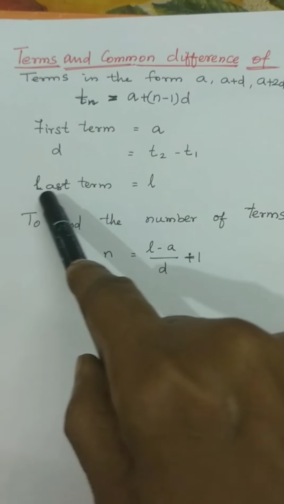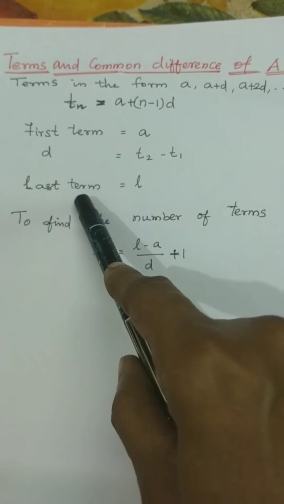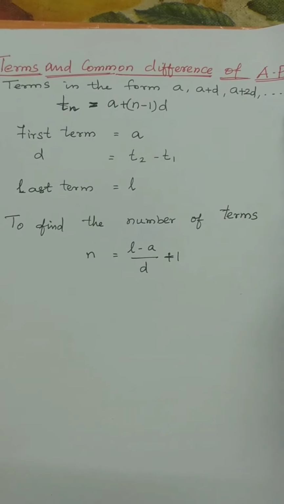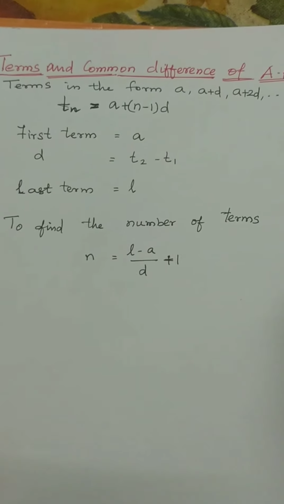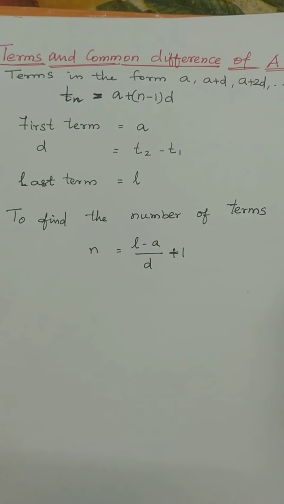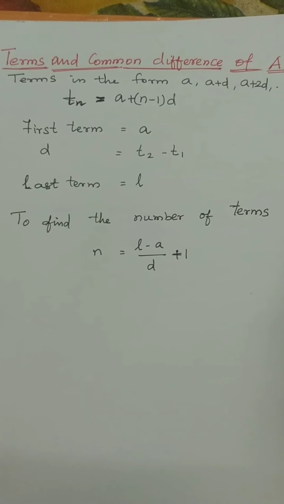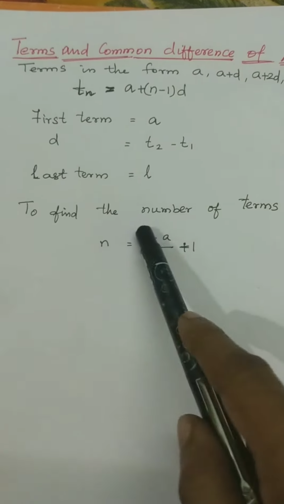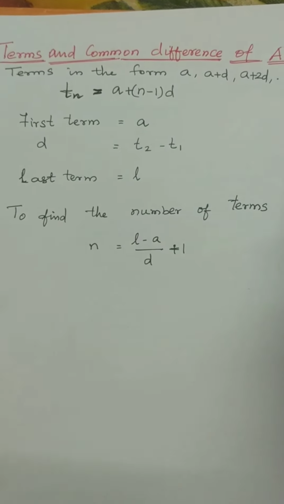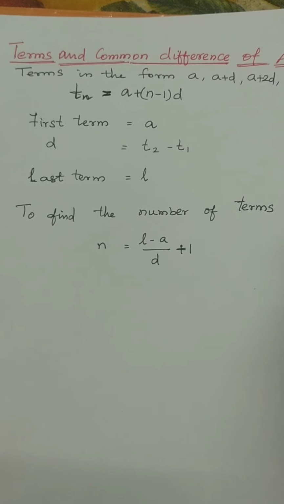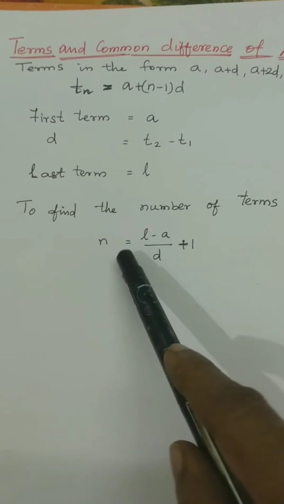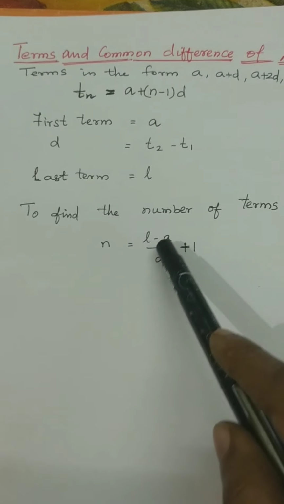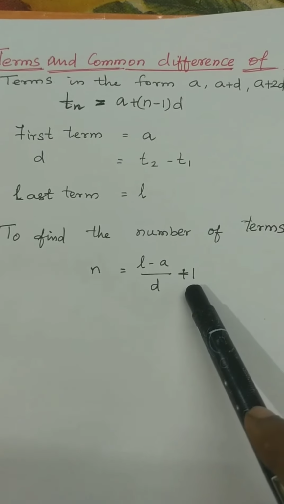Okay. Which is the last term? That I said, L. Last term means L. You have to take that last term as L. That is A plus n minus 1 into D. Then to find the number of terms, if they given the terms but they didn't say the number of terms, you have to use this formula: N equal to L minus A by D plus 1.